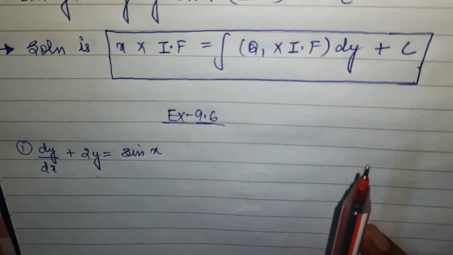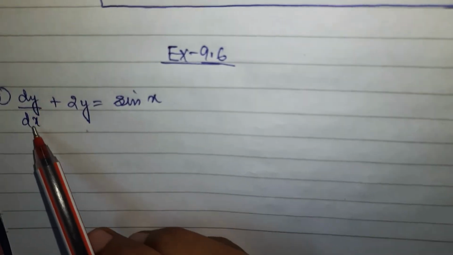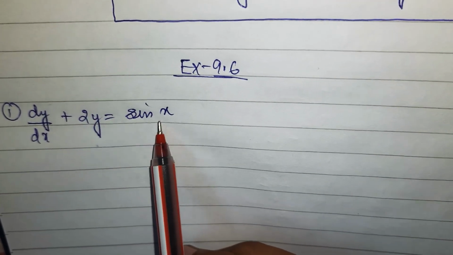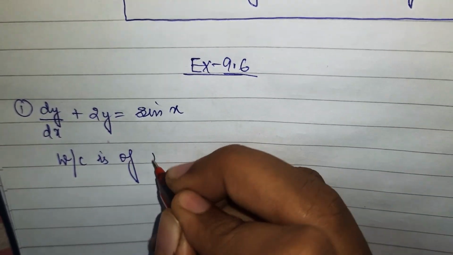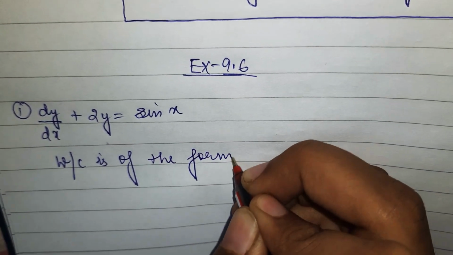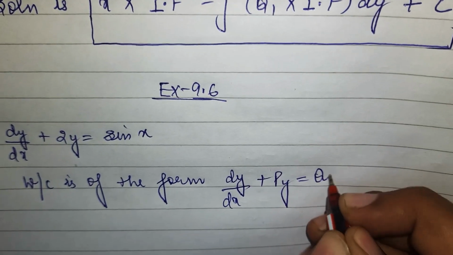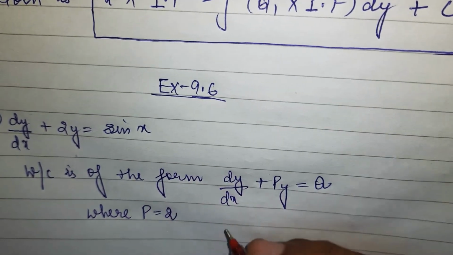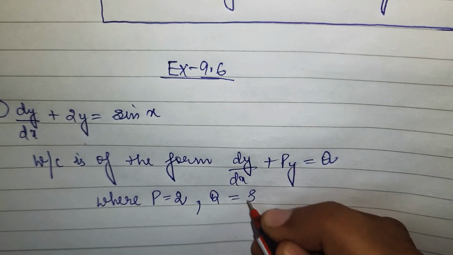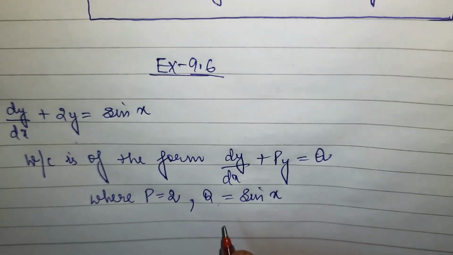Now come to the example. Question number 1, exercise 9.6. This is your first form, dy by dx plus py equals q, where p is 2 and q is sin x. I told you that p and q can be constants or functions of x only. So this is done. Now calculate the integrating factor.